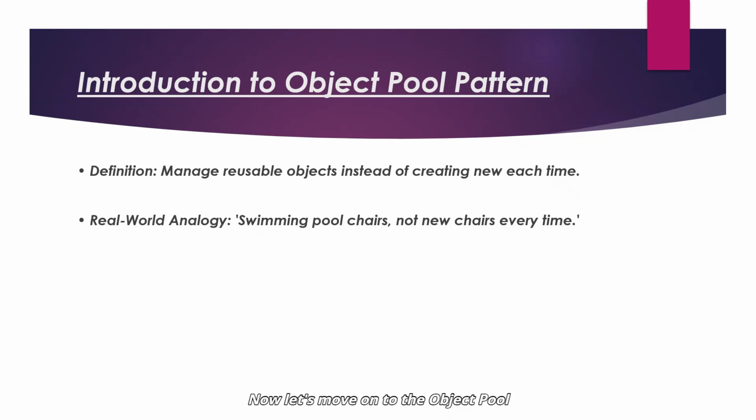Now let's move on to the object pool pattern. This pattern is focused on resource management. The core idea is to maintain a pool of reusable objects instead of creating new ones each time they are needed. Imagine working with expensive resources like database connections or network threads. Creating these objects repeatedly can lead to performance bottlenecks and increased memory usage. The object pool pattern solves this by keeping a pool of objects that can be reused when needed. If an object is available in the pool, it's returned for use. Otherwise, a new object is created and added to the pool. Once the object is done being used, it's returned to the pool for future reuse. This way, expensive operations are avoided and resource management is much more efficient.